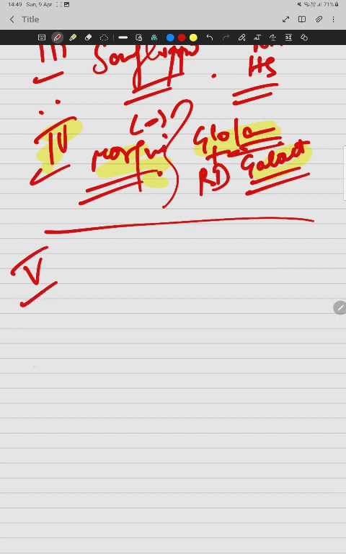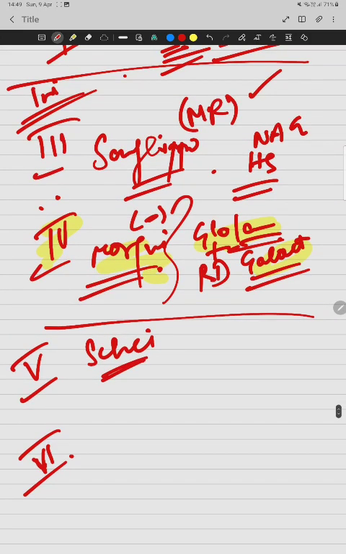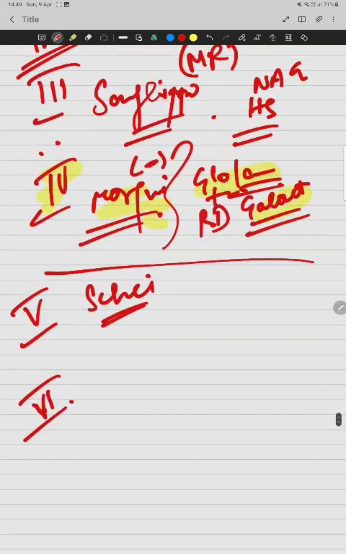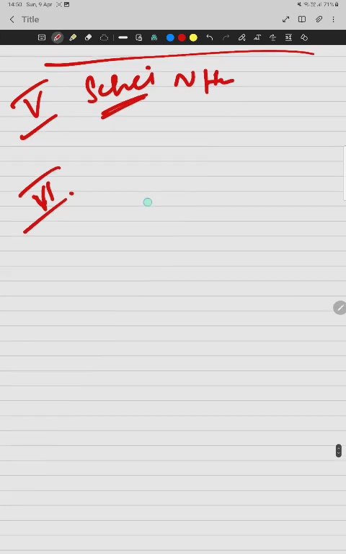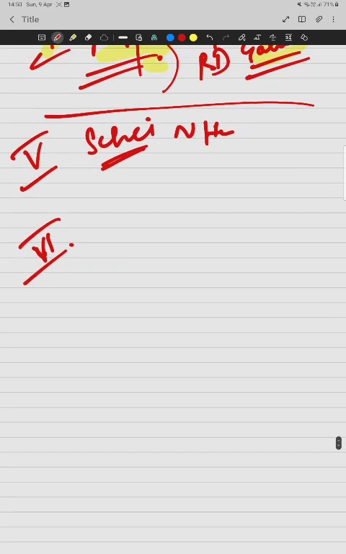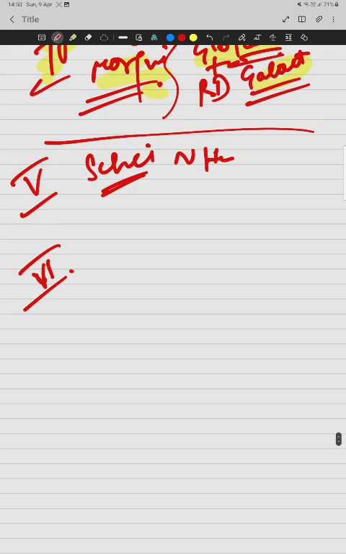Next, coming to type 5 and type 6. So type 5 is, what is it? Scheie. Scheie is also similar to L-iduronidase, that is similar to Hurler, but it is a mild variety. That's all you need to know here. And Maroteaux-Lamy, it is a milder form of Morquio. That's all. M and M, that's all you need to remember.